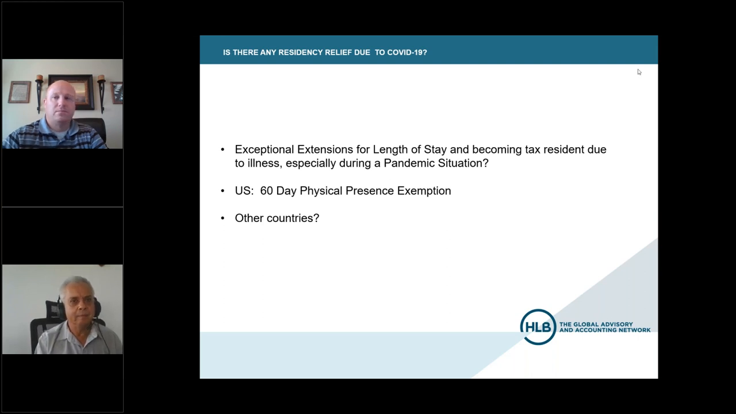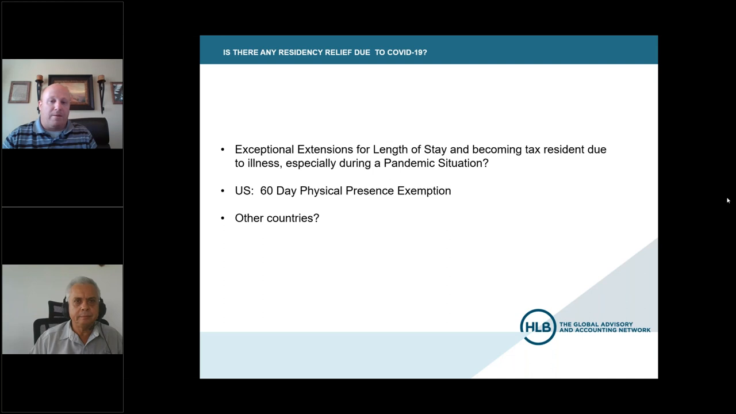Great. And Jared, what has been the US response to residency issues during COVID-19? So the US allows a 60-day physical presence exemption. Again, it really doesn't matter if you're a citizen or a green card holder, because you're going to be taxed here regardless. But from a substantial presence test, that I explained earlier, that 3-year look back test, in that current year, if your days in the US started between February 1st and April 1st, you can exclude a consecutive 60 days in determining that substantial presence test.